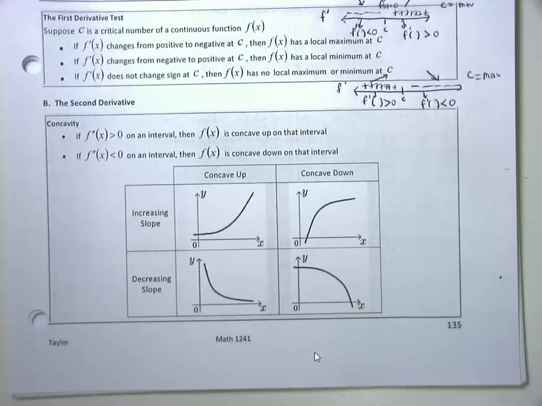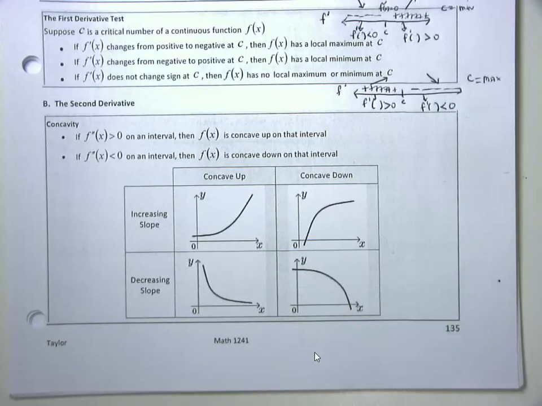Second derivative test. If f double prime of x is greater than 0 on the interval, then f of x is concave up on that interval. If f double prime of x is less than 0 on an interval, then f of x is concave down on that interval. This is what we mean.